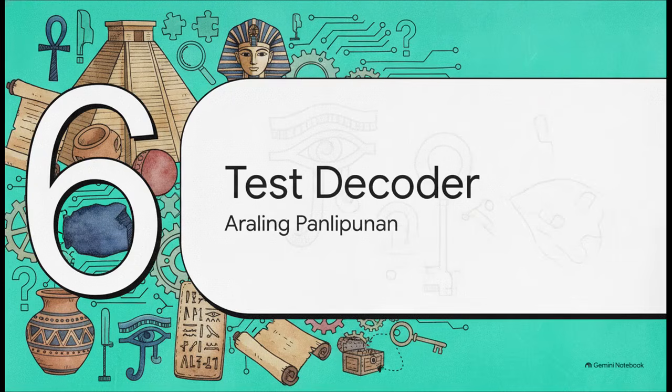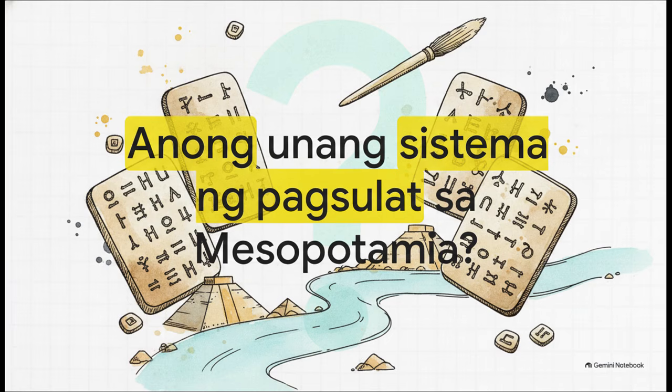Section 6. Araling Panlipunan Test Decoder. So the crucial point is taking everything we just learned and applying it. Here is challenge question number 1. Read it with me. Anong unang sistema ng pagsulat ang naimbento sa Mesopotamia? Try to spot the key English concepts we just went over hidden within that sentence. What is it actually asking you?